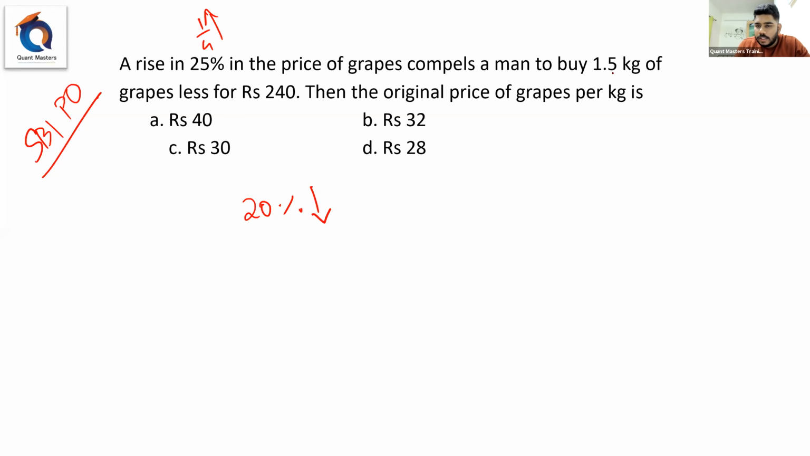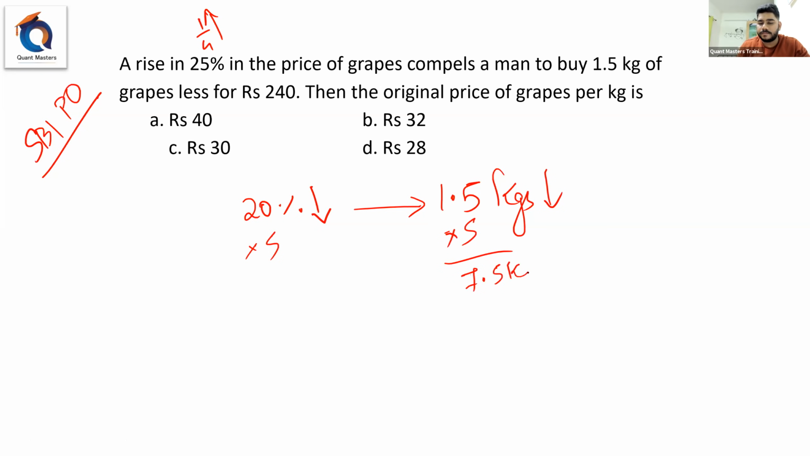A man is compelled to buy 1.5 kg less grape. So he is buying 1.5 kg less grape. Sir, he is buying 20% less and he is buying 1.5 kg less, which means this 20% is nothing but 1.5. So if I want to find 100%, into 5 on both sides. So 100% of the quantity will be 1.5 into 5. That is nothing but 7.5 kg.